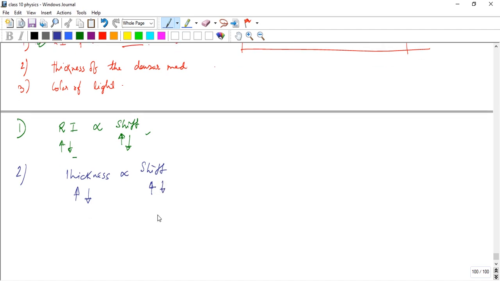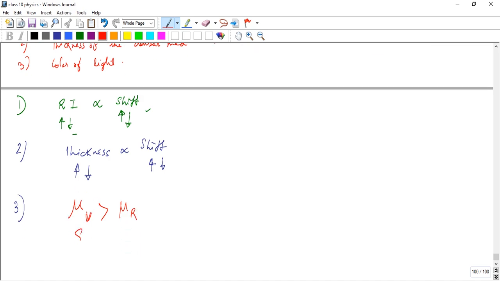Number three factor, color of light. Color of light is very important, because color of light defines the refractive index. So you know that mu of violet is more than mu of red. Similarly, the shifting of violet is greater than the shifting of red. More refractive index means more shift. So similarly, the shifting of violet is also more compared to red. So clear, that is important.